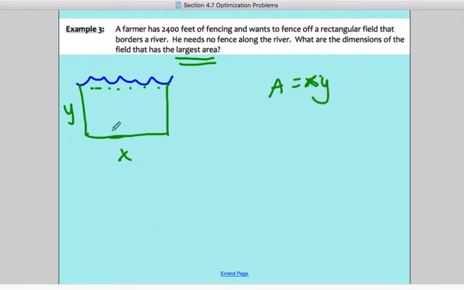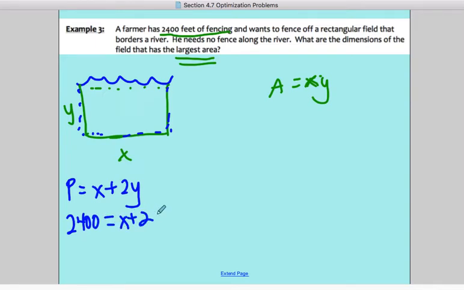But now I need to go ahead and write my other equation. Well, he says 2,400 feet of fencing. Well, the fencing is really just talking about the perimeter, which is the outside. So my perimeter is a little different in this case. My perimeter is actually x plus 2y. And then I know it's 2,400 equals x plus 2y.